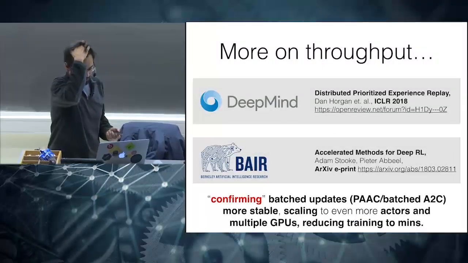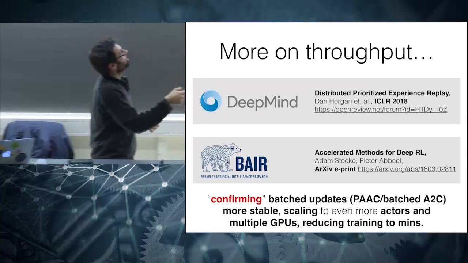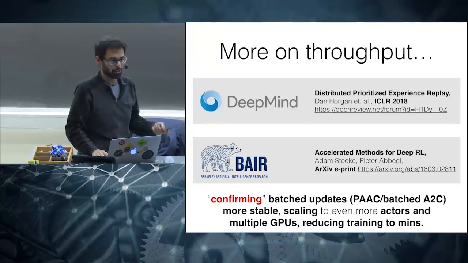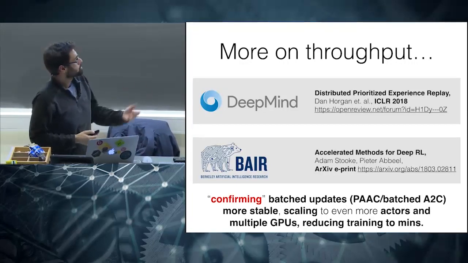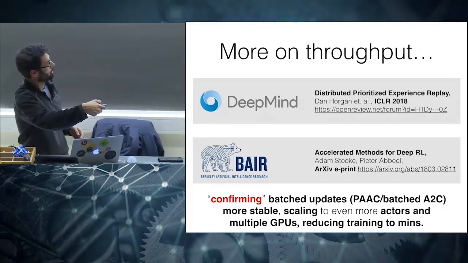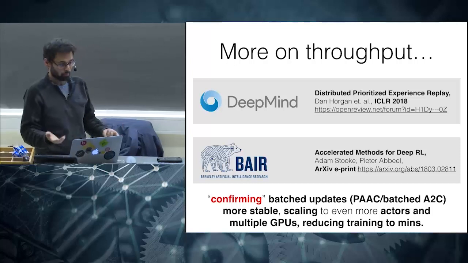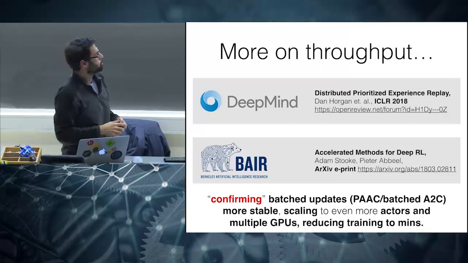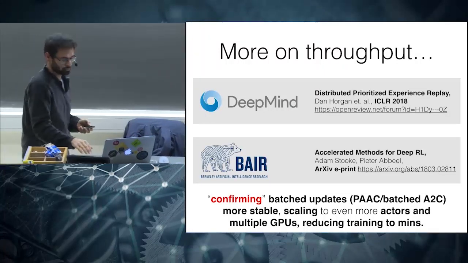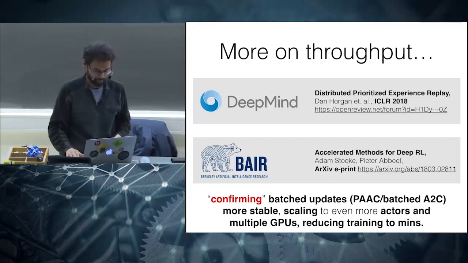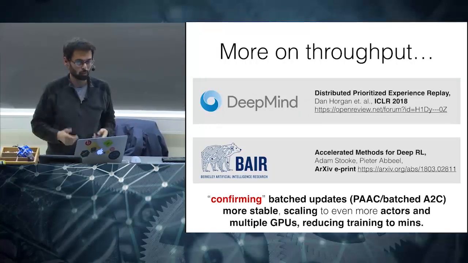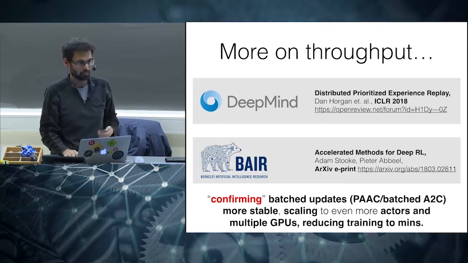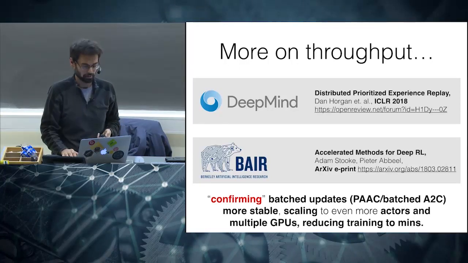There has been some more work on throughput, which has come out following this idea of batched experience collection and use, which was shown by batched A2C, which gave more stable updates. And now you can scale things to multiple actors or multiple GPUs, and training time is reduced to minutes if you have many CPUs. You can still work with one GPU, but if you have many processors, you can still collect a lot of experience and get training done in minutes.